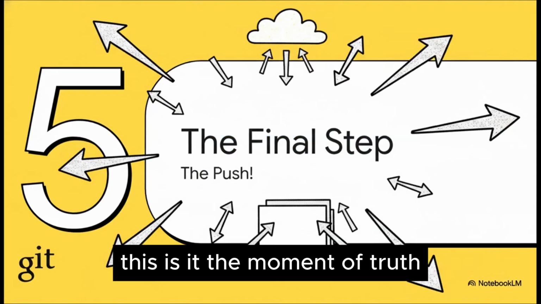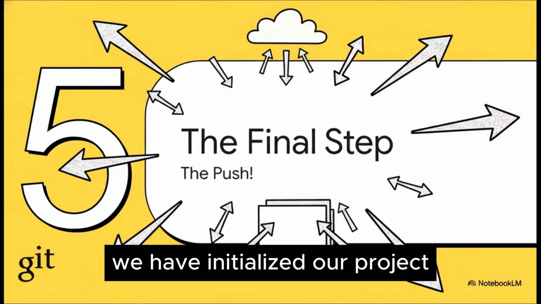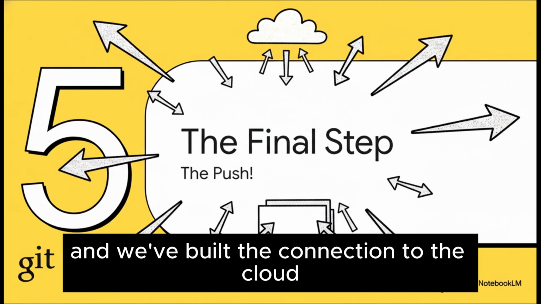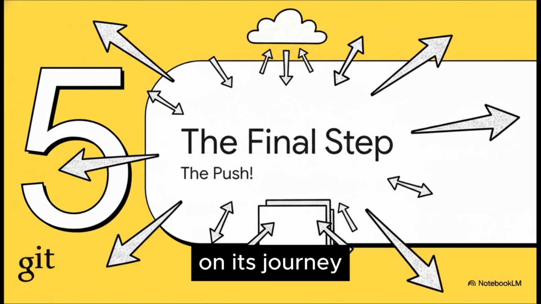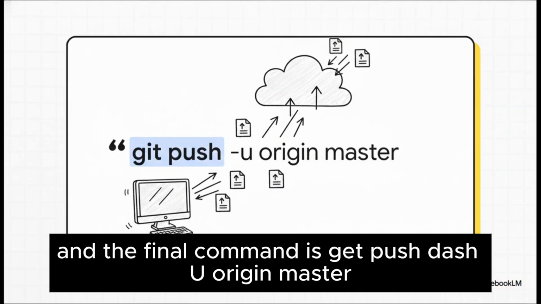This is it, the moment of truth. We have initialized our project, we've committed our files locally, and we've built the connection to the cloud. All that's left now is to actually send our code on its journey. And the final command is git push -u origin master.